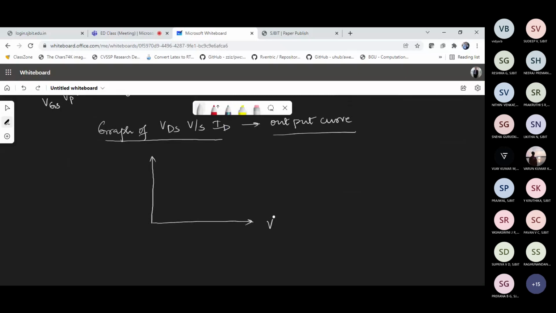The graph of VDS versus ID. So how will the graph look like? I'm asking a question. Assuming, let us say, VGS equal to 0 volts. Tell me how the graph will look like.